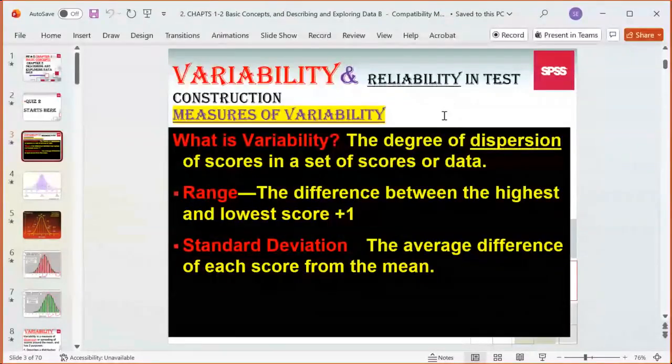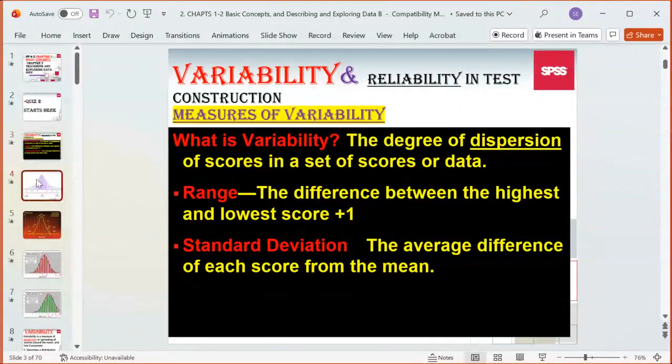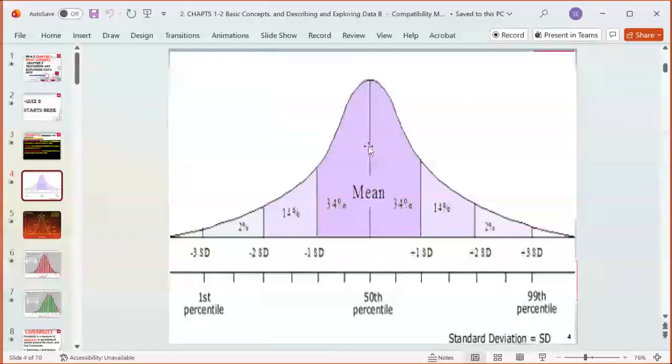So what is variability? It's the degree of dispersion of scores in a set of scores or data. Dispersion means spreading. So we're talking about the normal distribution right here, and we're talking about this spreading of the scores, or dispersion of the scores, under this bell shape. Are they in the middle? Are they on the right side or the left side, or where are they at? Variability is about variety, okay? Where the scores are.